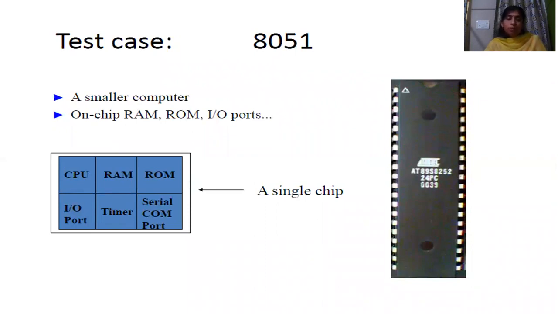But in the case of a microprocessor, the microprocessor is basically a CPU, and all the remaining RAM, ROM, input, output, timer, and serial ports are connected externally to this CPU. But here a single chip is there, and on a single chip all the components are embedded.